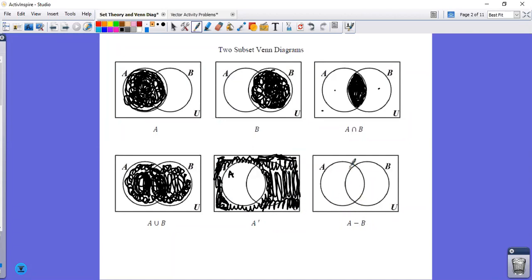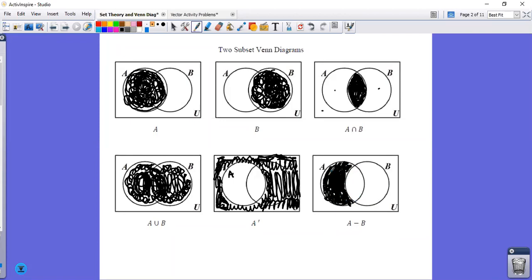And then subtraction is when you take set A and subtract out anything that's in B. So A minus B gives you that little crescent moon shape, which is also known as A only. Sorry, I went outside the line a little bit. If you wanted B only, you'd do B minus A, so just that little section there.